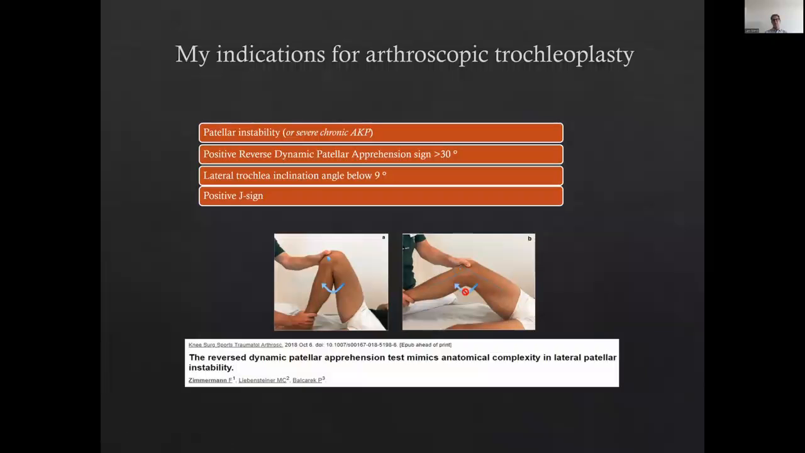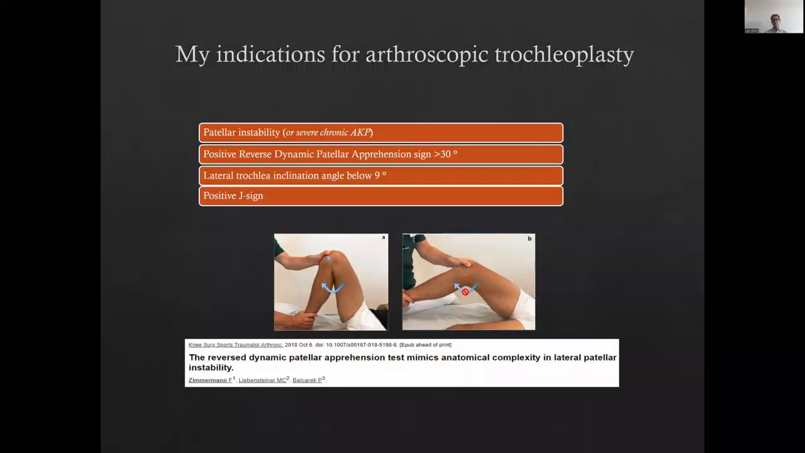So what are my indications? I mean, it's patellar instability. Sometimes they have only had one patellar dislocation, but they continue after physiotherapy to feel unstable. And they are very much impaired by this instability. So even though the patella does not get out twice, they are still in very much trouble, and therefore I think trochleoplasty can be indicated.